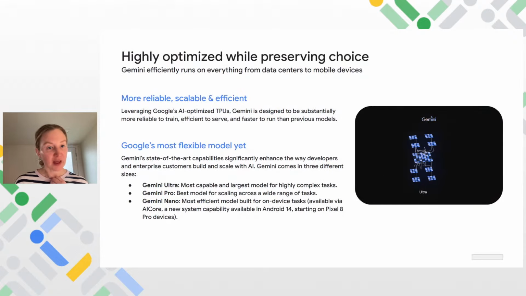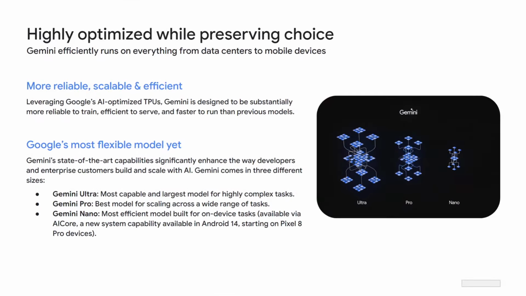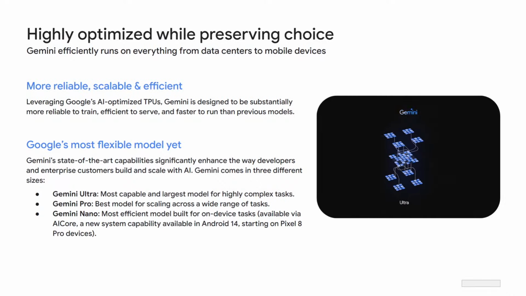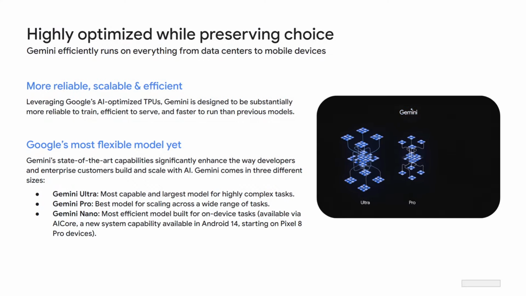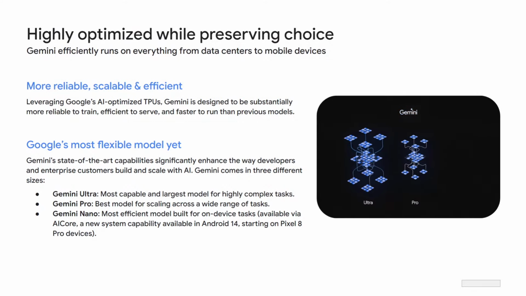And second, we have the highly optimized for preserving choice here. So again, probably many of you are familiar with Google's TPUs. These are custom built chips that are designed to run these AI workloads. They've obviously been really critical for us as we've built Gemini, just in terms of being able to efficiently train such a large model. But we continue to offer that efficiency through the way that we serve the model, and also just in terms of the performance for the APIs.